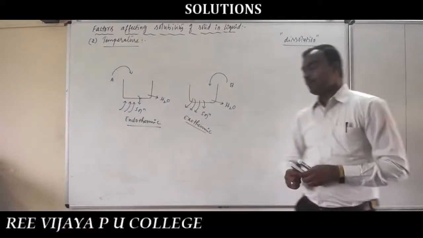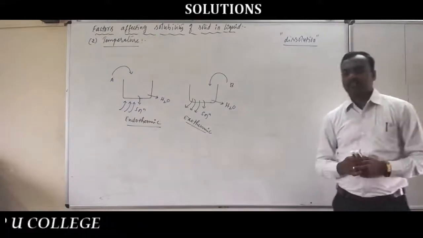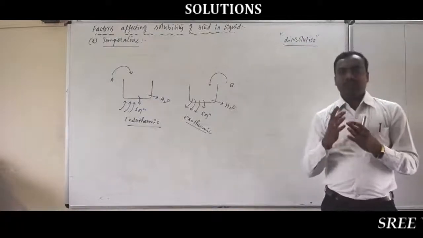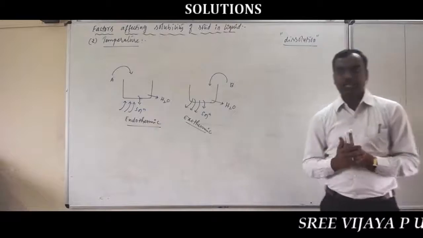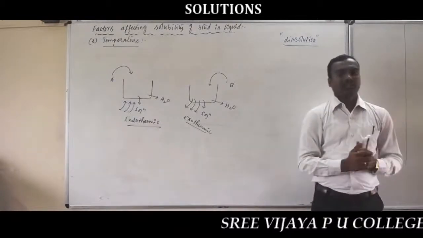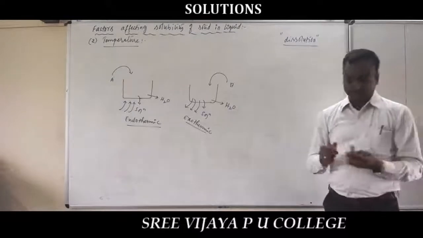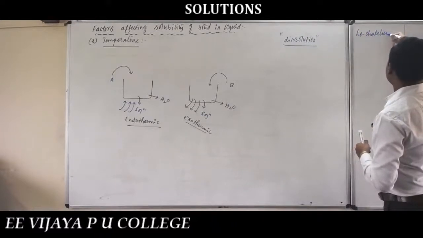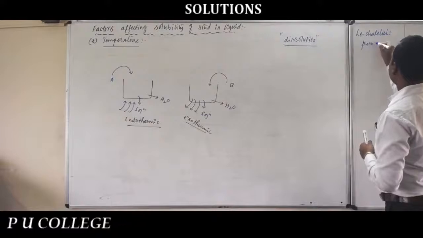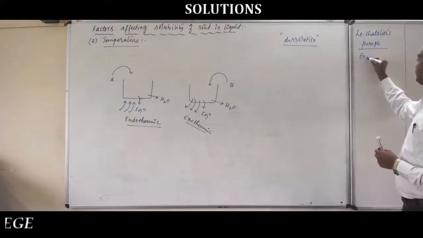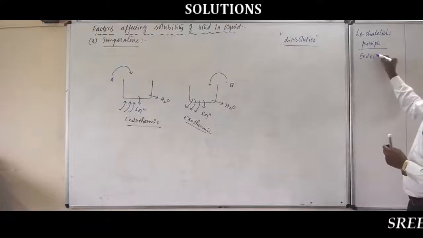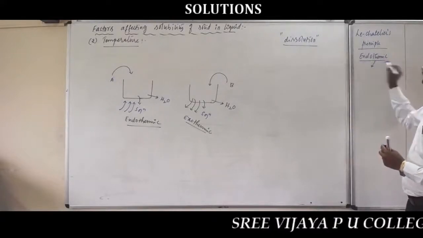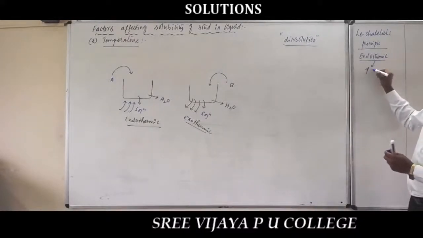Here, according to Le Chatelier's principle, from the previous first year equilibrium chapter, what is the meaning of Le Chatelier's principle? Le Chatelier's principle describes how temperature affects the reaction, the forward or backward direction. According to Le Chatelier's principle, if the process is endothermic, what is the favorable condition of temperature? If the process is endothermic, the favorable condition is high temperature.